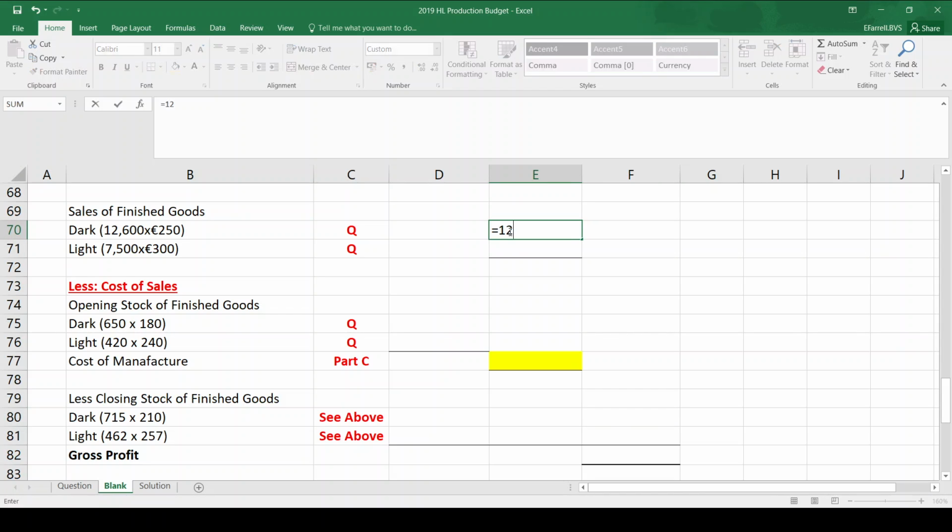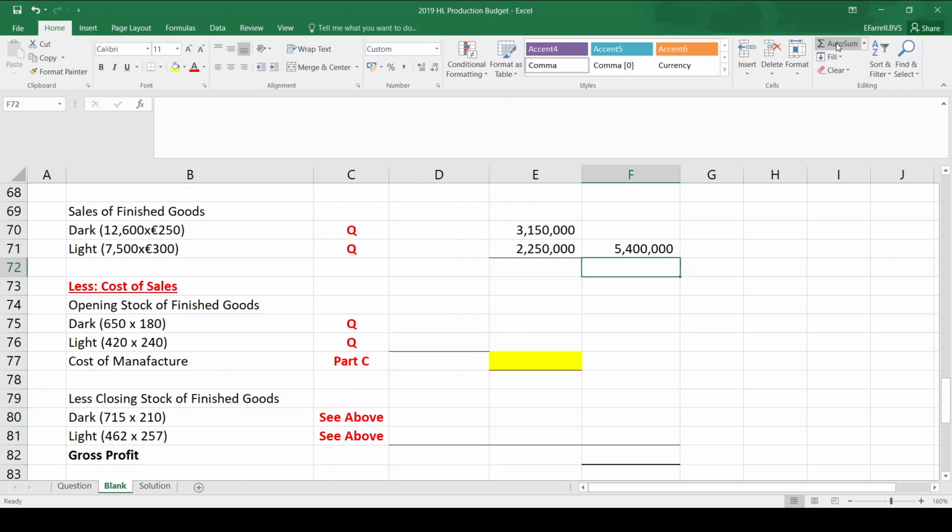So for dark, 12,600 by 250, and light, 7,500 by €300. And then we're going to total those to get total sales of 5.4 million.